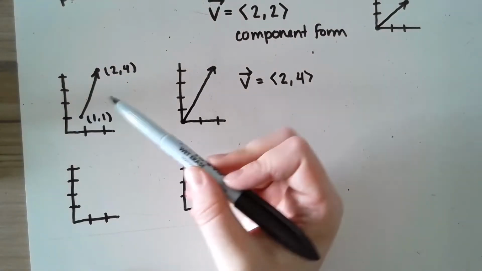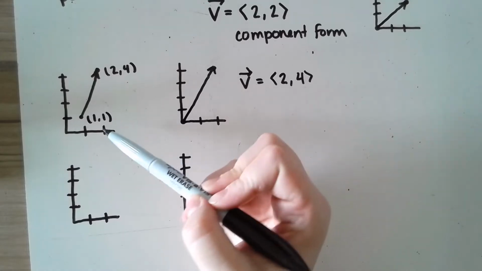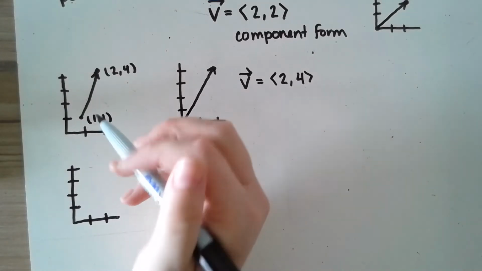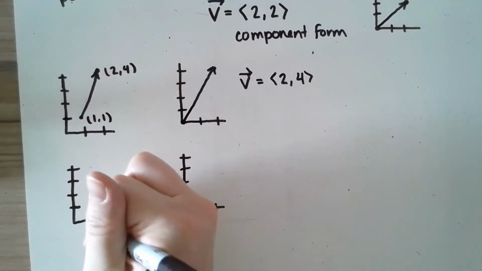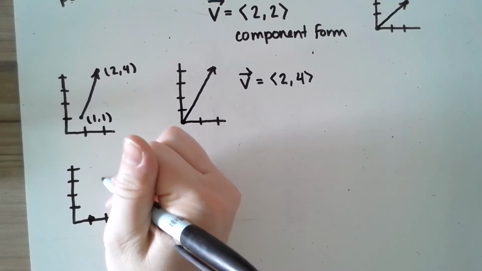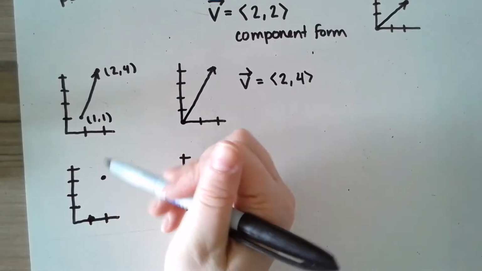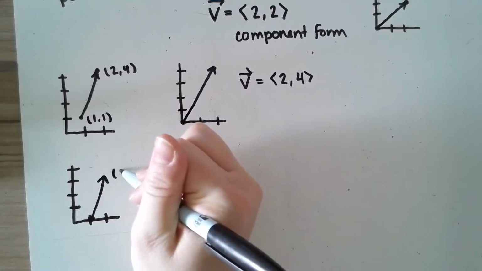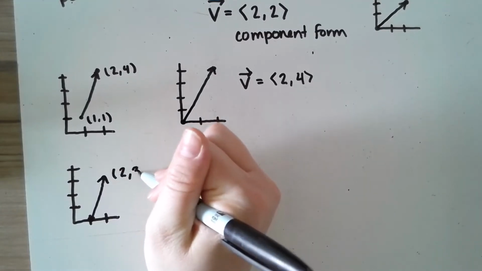So to get our first y value to be 0, we need to shift our vector down. So we go from (1, 1) to (1, 0), and from (2, 4) to (2, 3). We're just subtracting 1 from both of our y values. And now our terminal point is at (2, 3).